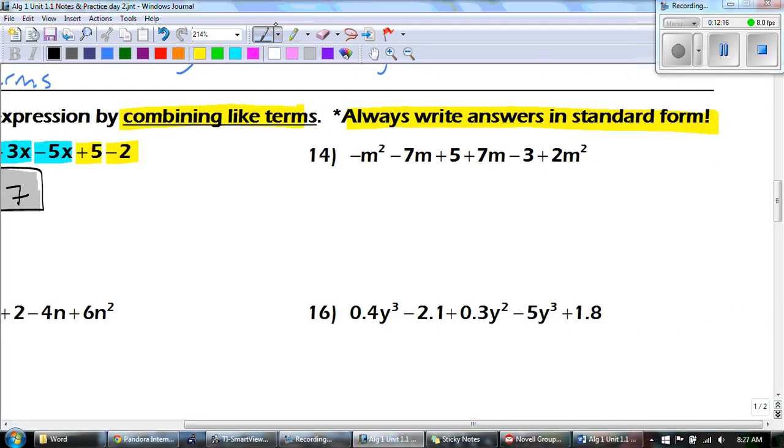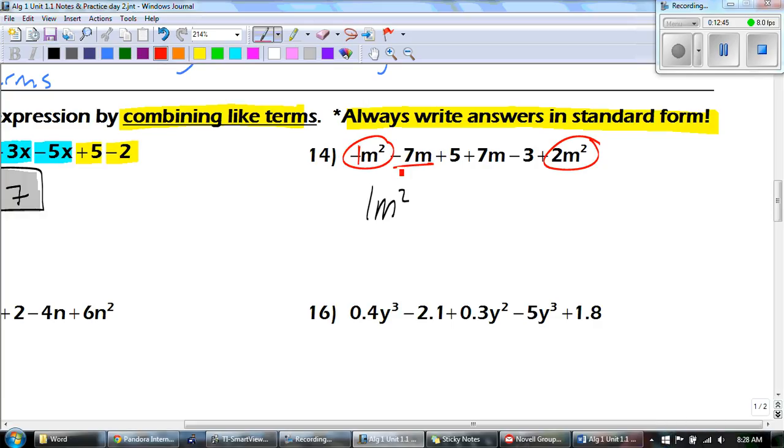All right, 14. Let's find our like terms. Okay, I see negative m squared and 2m squared. Remember, that's a negative 1. So negative 1 plus 2, yeah, it's just m squared. You can put the 1 in front of it. You will not see Miss Carranza and I have the 1 there, but there is 1. So we have 1m squared.